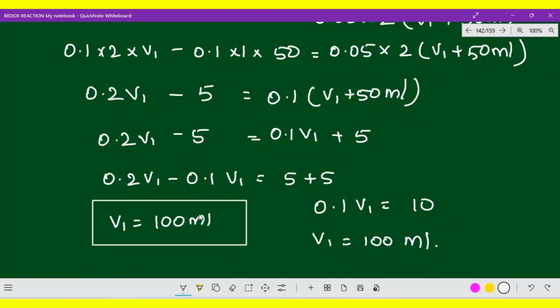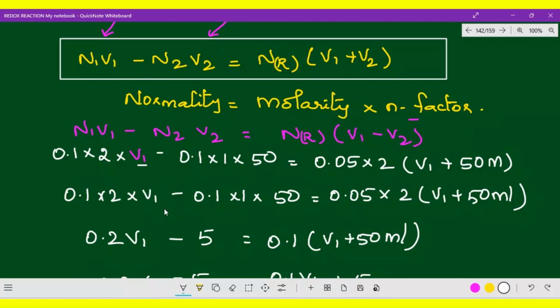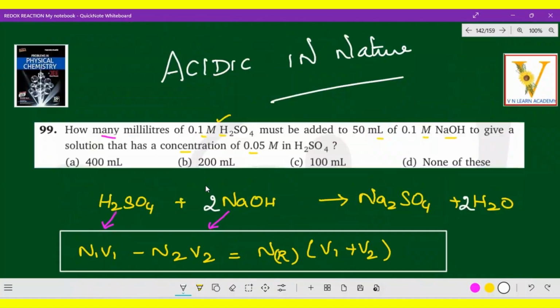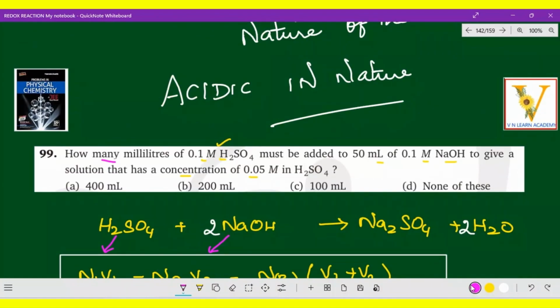See, this question actually looks easy, but as we are dealing with this formula, I think you will be able to identify the answer correctly. Yes. So, which is the correct option? Option C is the correct option, 100 ml.